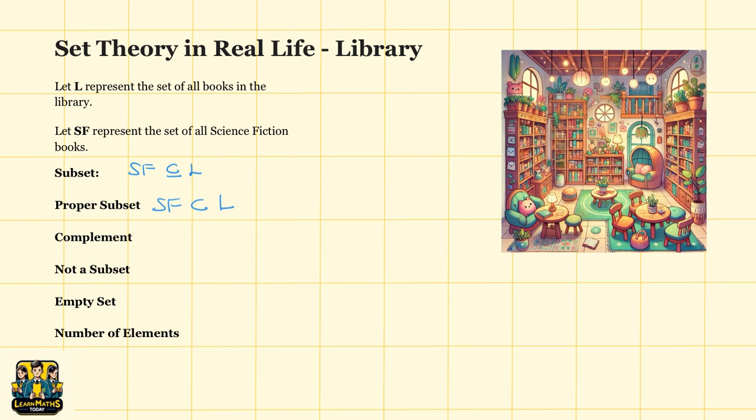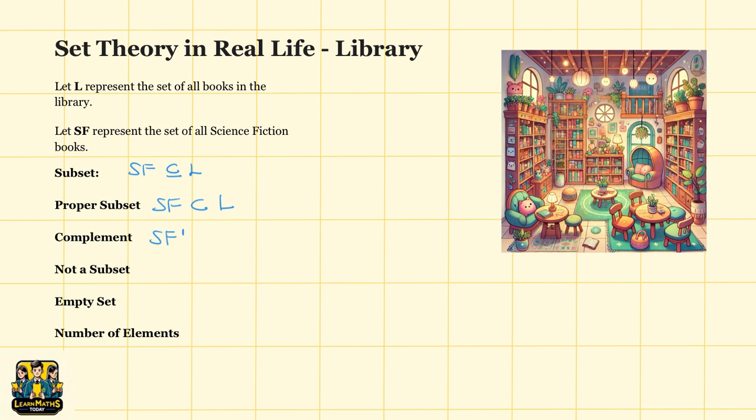The complement of the science fiction section in the library are the books that are not science fiction. These include books from, let's say, the history, romance, mystery, detective, comics, and other sections. We can denote the complement of SF by this symbol that looks like an apostrophe.